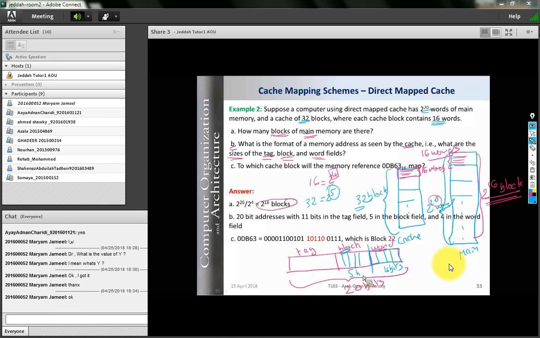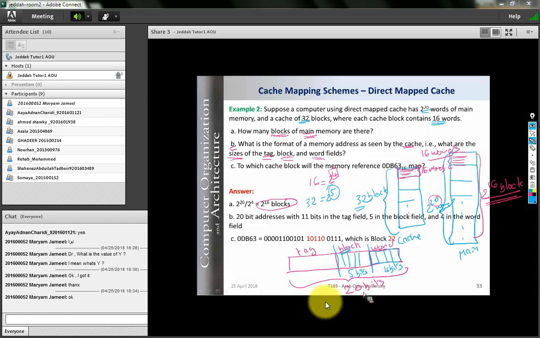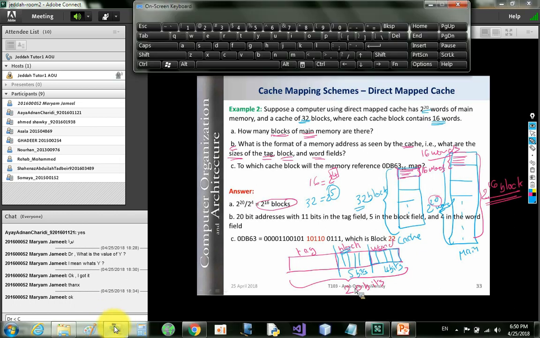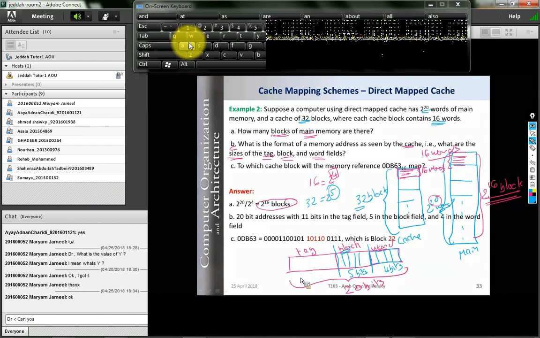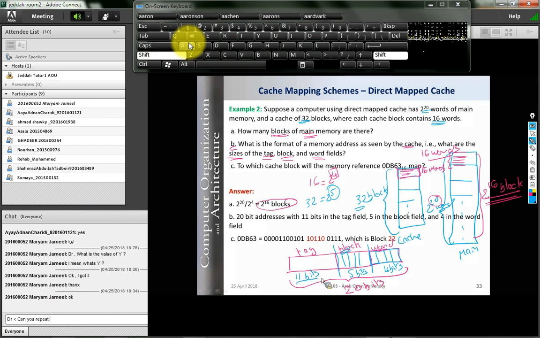We have 5 bits for the block. And how many bits do we need for the tag? It will be the rest. So the total is 20. 5 are used for the block and 4 are used for the word. So the tag field will be 20 minus 5 minus 4, 20 minus 9, which is 11. So here we'll find 11 bits for the tag.